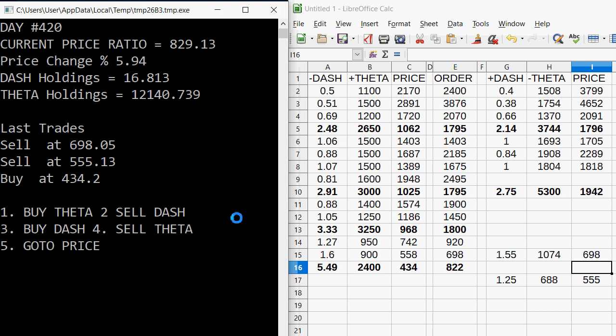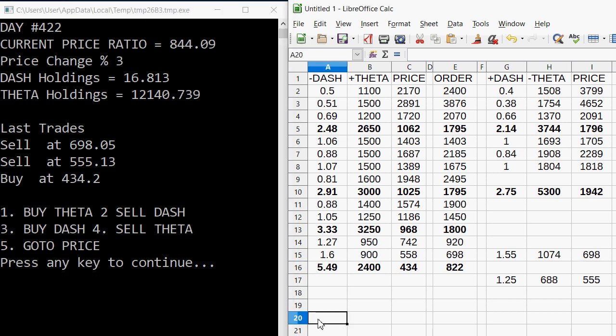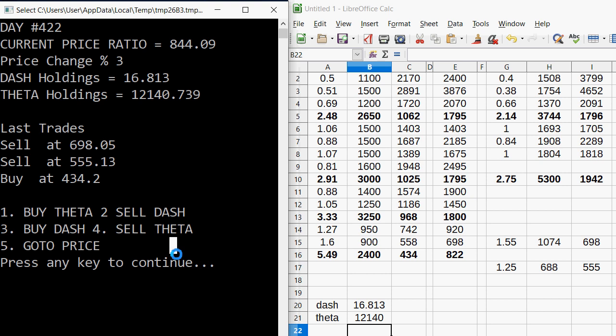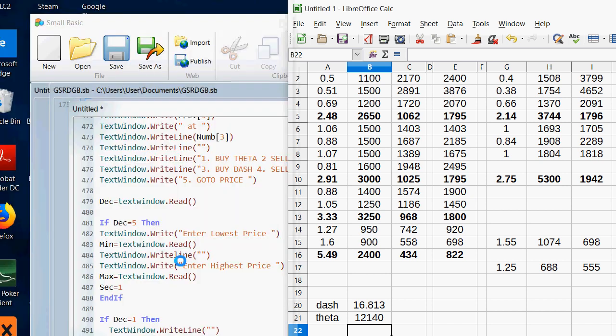780, 829, 8 still there. Close at 844. And that's it. So that's where we stand today. And the number for Dash ownership would be 16.813. I don't remember. I think I started off with 5 Dash, I think. And theta would be 12,140. Let's press any key to continue.